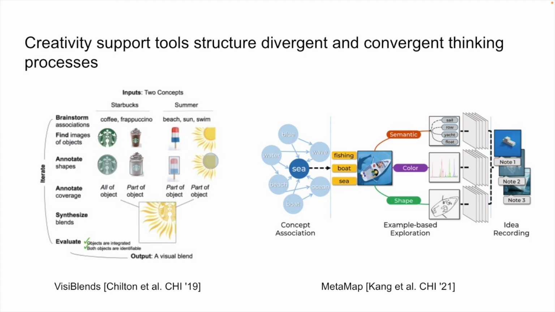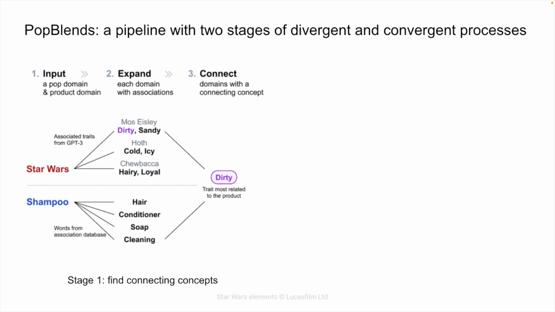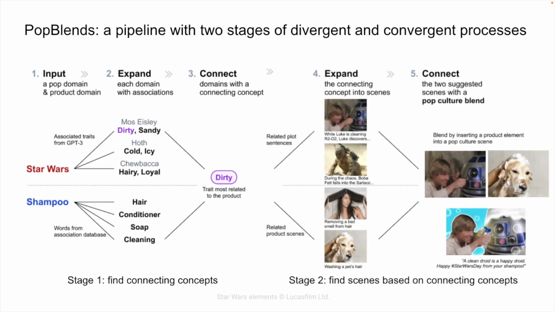Two recent systems, VisiBlends and MetaMap, address the related problem of helping people create visual blends. However, these systems still require significant inputs from users and their time and attention to guide the process of divergence and convergence. We present an automated pipeline called PopBlends, which uses two stages of divergent and convergent processes, one to find connecting concepts between the pop culture and product domains, and another to find things and images related to connecting concepts that can be blended.